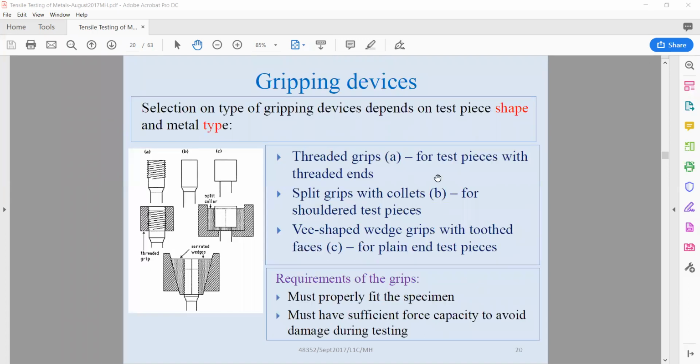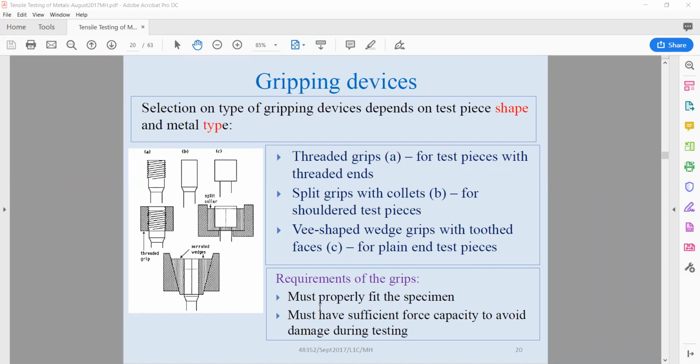There are also different types of grip devices for different applications. They can be thread grip types, split grip types, or V-shaped. Depending on your sample, you can have different types of grip, because you have to make sure you grip the sample properly. Otherwise, if there is no good grip, the sample will slip and your result will not be good. So you have to make sure you have a good gripping device.